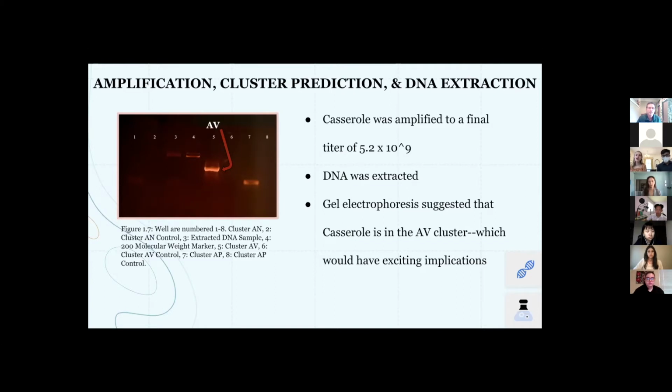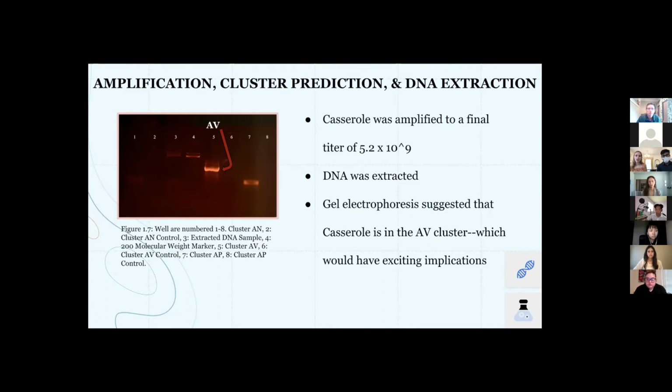And so once we got our sample up to a high enough titer, we were able to extract DNA. After we extracted DNA, we ran it on gel electrophoresis in order to predict what cluster our phage is a member of. Phage clusters are important because phages in the same cluster share a certain amount of DNA sequence in common with phages in that cluster. So as you can see on our gel electrophoresis on well 5, we got pretty clear results for the AV cluster.